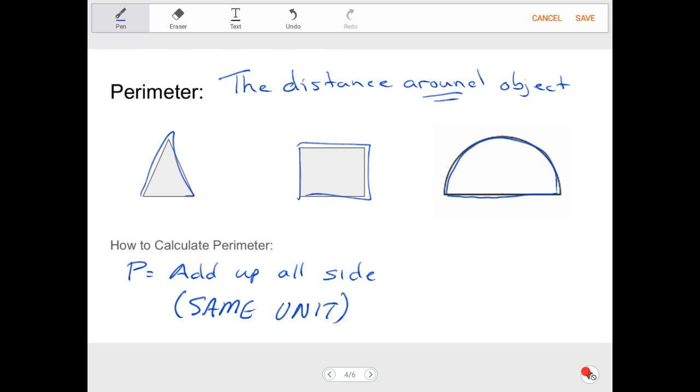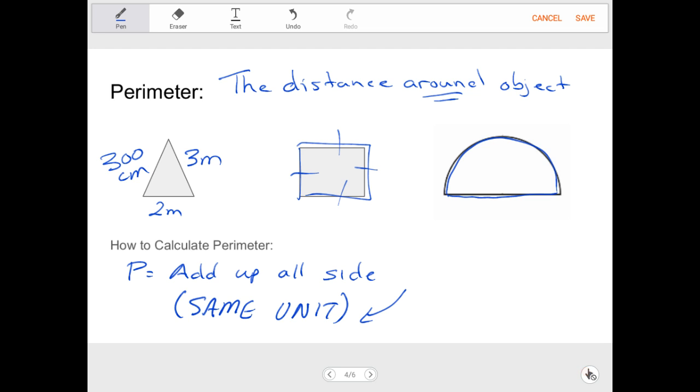But with any object, if you want to figure out the perimeter, if you know the length of all your sides, just add them up and go for it. The one thing I will say is please ensure that they are in the same unit. For example, let's say this side of the triangle was 3 meters, this was 2 meters, and let's just pretend for some reason this was 300 centimeters. Well, this is where it comes back to last unit.